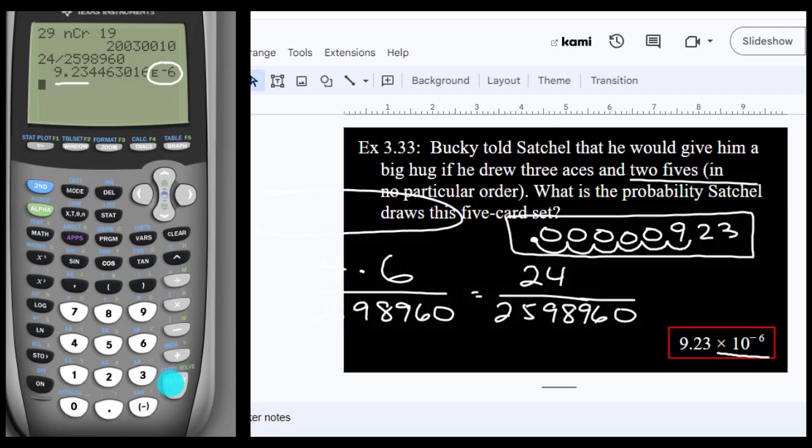One thing again to always look for on your calculators is that E. Remember, your probabilities cannot be bigger than 1. So if you see 9.23, that's a hint that you probably have scientific notation that you have to look at there.